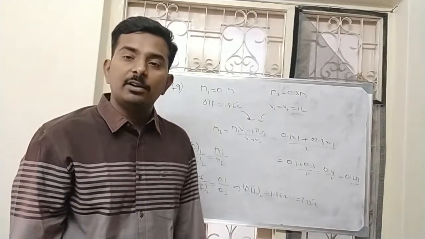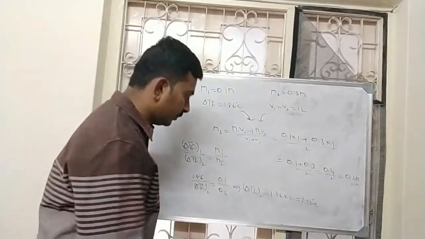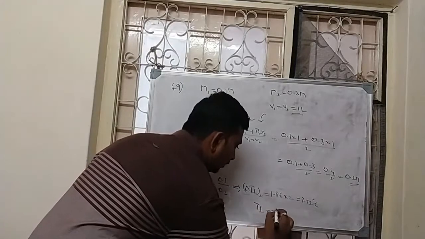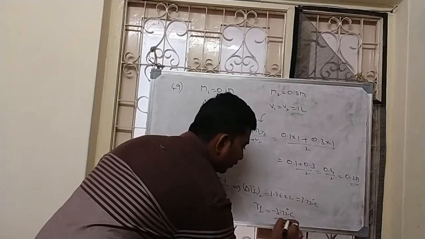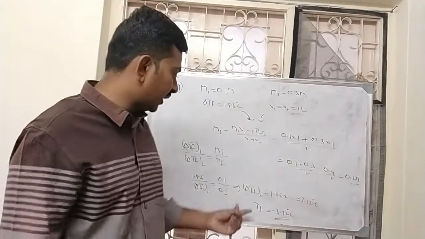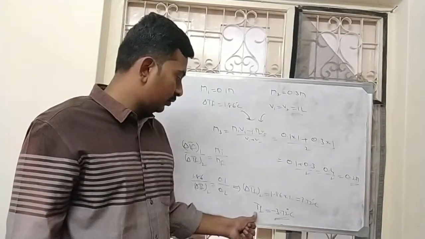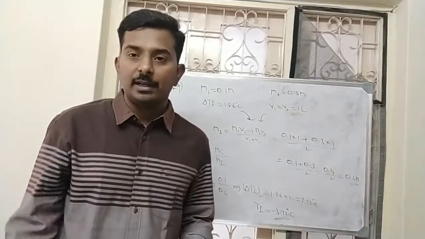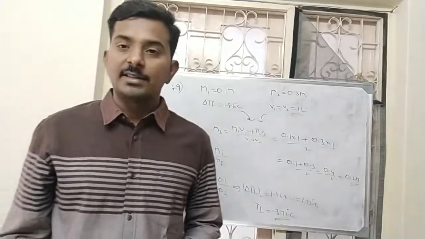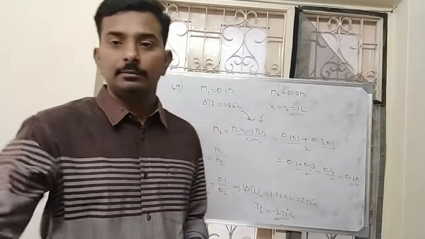But they are asking to calculate the freezing point of the solution. So what will be the freezing point of the solution? Minus 3.72 degrees centigrade, because delta Tf is Tf naught minus Tf, and Tf naught will be 0. So Tf will be minus 3.72 degrees centigrade. So the answer will be option C. Coming to the next question, question number 50.